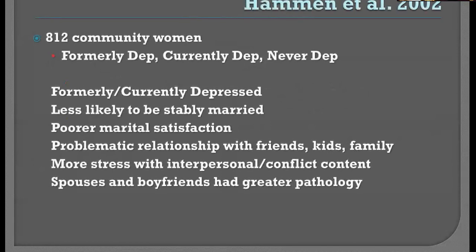All right, skipping forward a few years, this is still Connie Hammond's work. This is kind of a fun study. So she takes 812 community women, formerly depressed, currently depressed, and never depressed. So formerly and currently depressed are actually kind of similar, and that's going to be important to see in a second. Formerly and currently depressed compared to never depressed are less likely to be stably married, with poor marital satisfaction, and problematic relationships with friends, kids, and family. Oh, look, this is starting to look a lot like the video we just saw with the clinical case study. More stress with interpersonal conflict and content. So the stressful situations they're having are interpersonal conflict related.